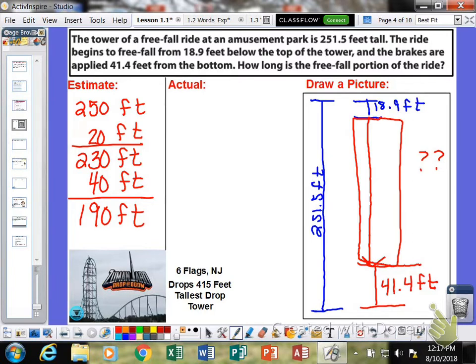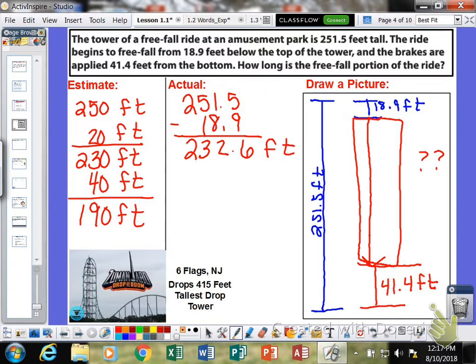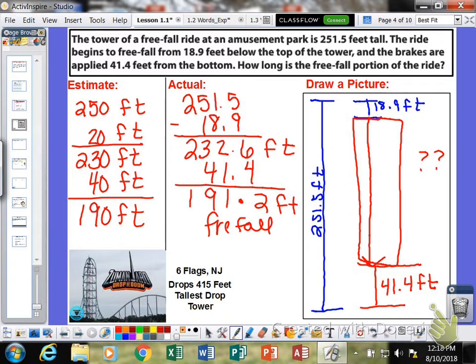The actual, then we actually go through it. So we start with the total, the 251.5. And then we subtract, it doesn't matter which one, minus 18.9. And we end up with 232.6 feet, and then we need to subtract where the brakes were applied, that space from the brakes to the bottom. That was 41.4. So then we are left with 191 feet, and that's the free fall. And we're close, 190 feet, 191.